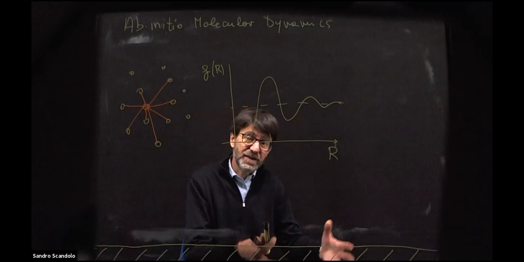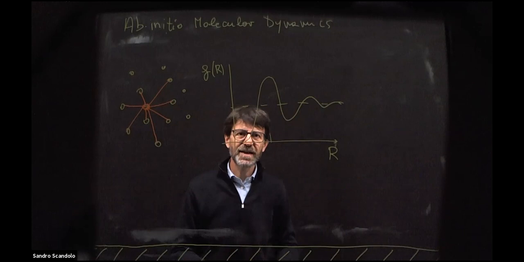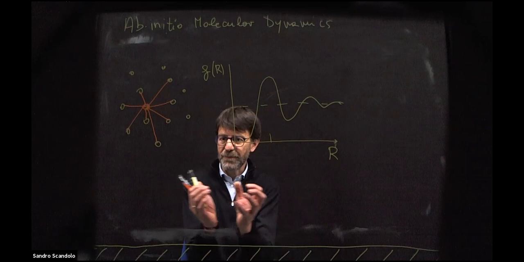In the liquid, there is always a reminiscence of the fact that you have a shell, some type of bonding, regardless of the system you're studying. And so you always have a maximum of the probability at a distance of the order of a few angstroms, which is the typical distance of two particles when they approach each other. And then you have fluctuations, which eventually tend to a constant.